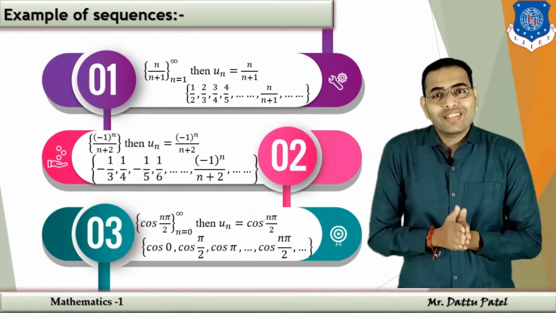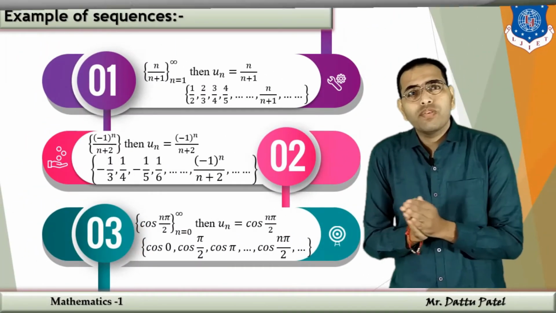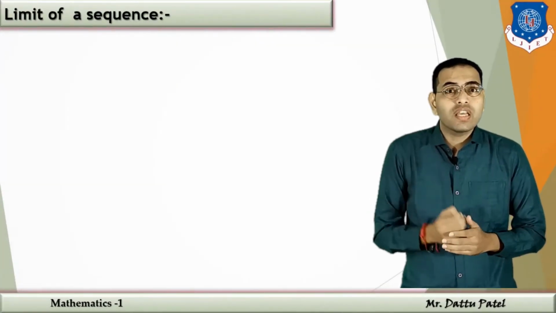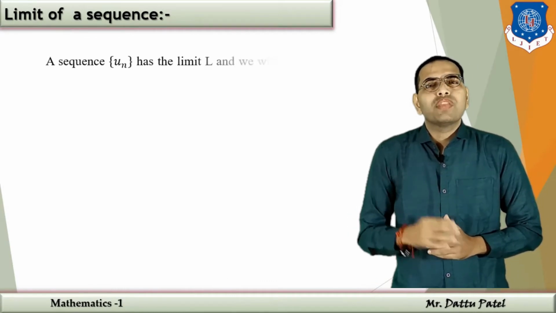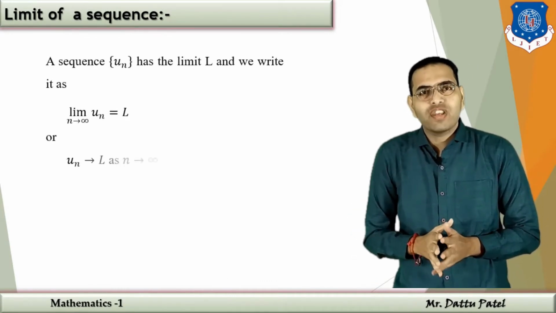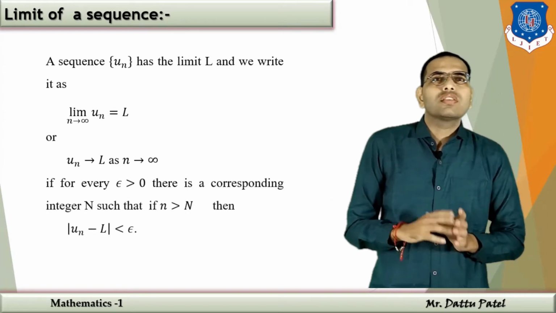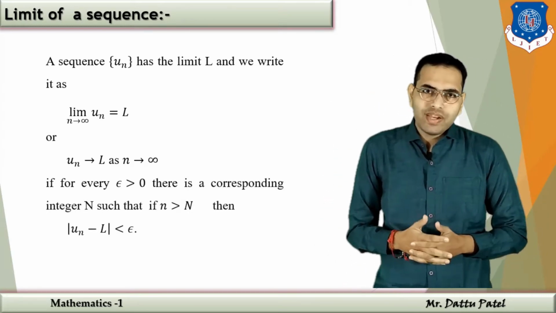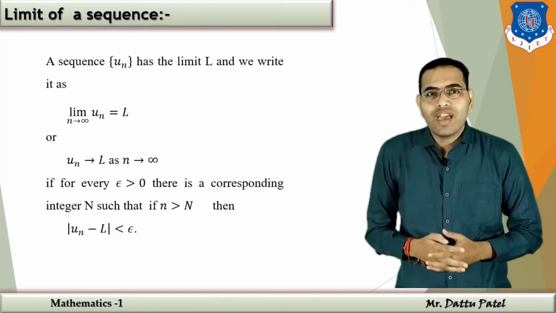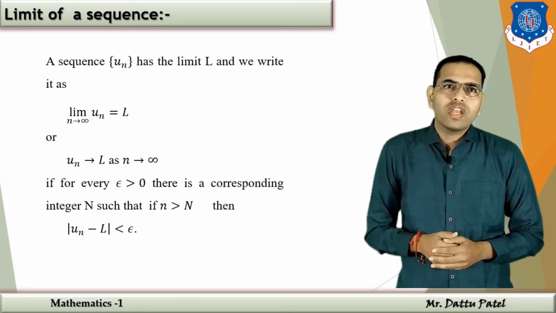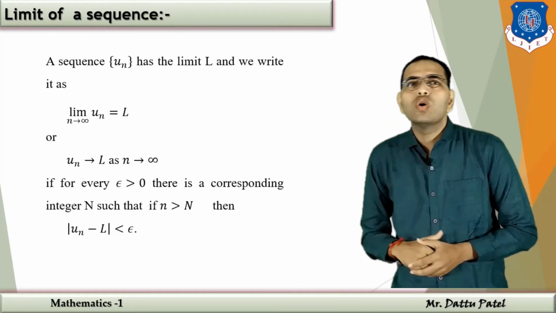Now let's start with the limit of sequences. Firstly, with the help of the epsilon-delta definition of limit, we can find the limit of a sequence. A sequence un has a limit L, which we write as limit n tends to infinity of un equal to L, as n tends to infinity.